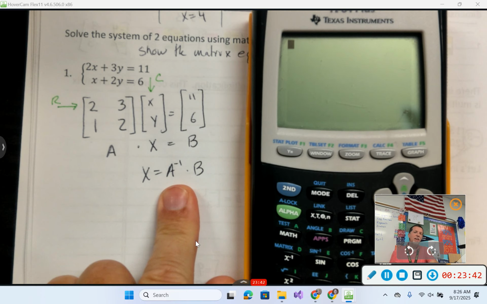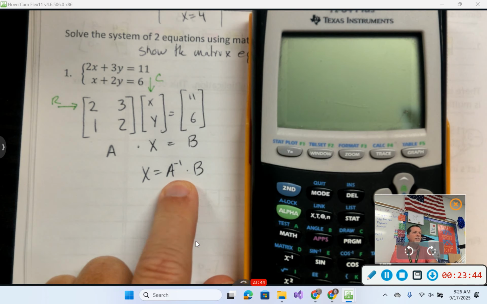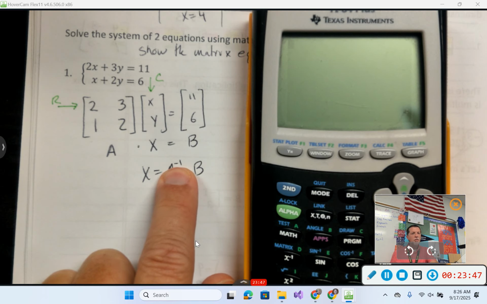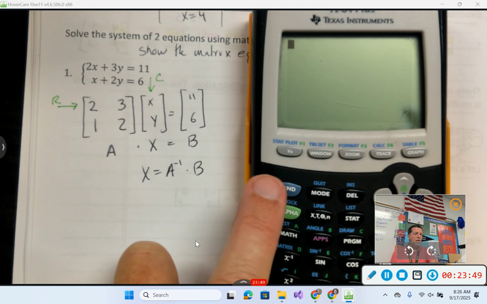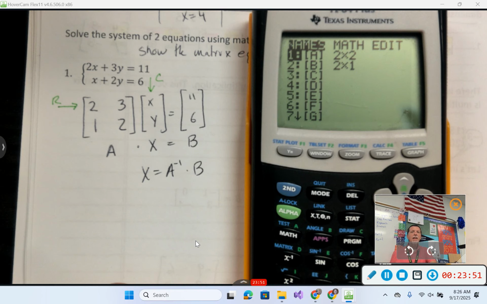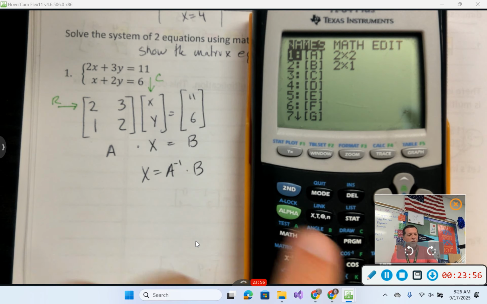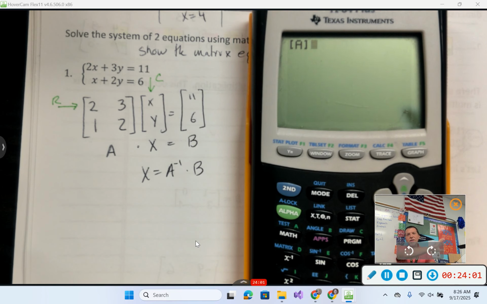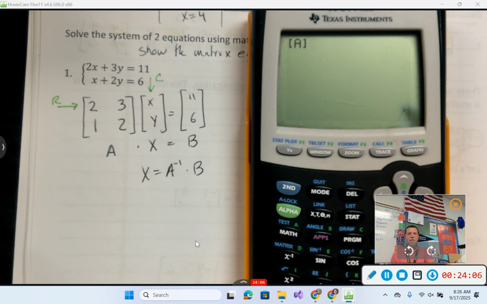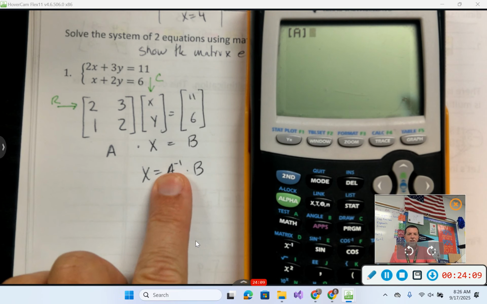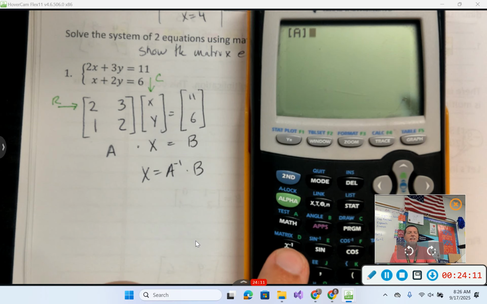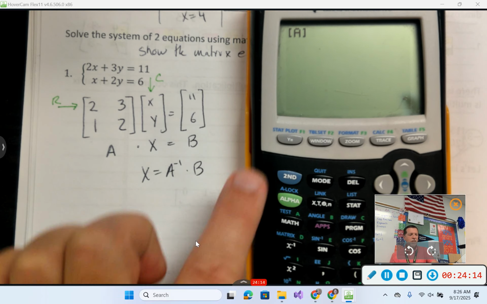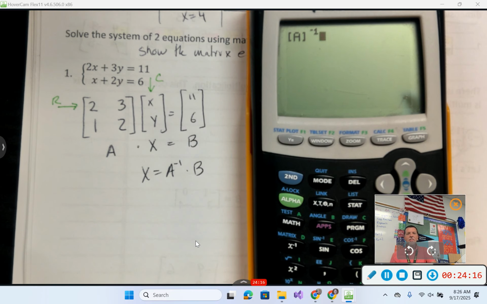What I want now is A inverse times B. So I want to go get matrix A, do its inverse, and then go get matrix B. So again with the matrix button. Now I don't want to edit it. It's already edited. I want to use it. So under names, I'm just going to press enter, and that's going to put matrix A back on the home screen. There's matrix A. And there's a little button that says -1, on the left-hand side. So there's A to the -1.